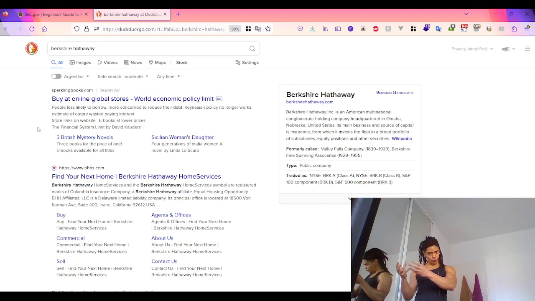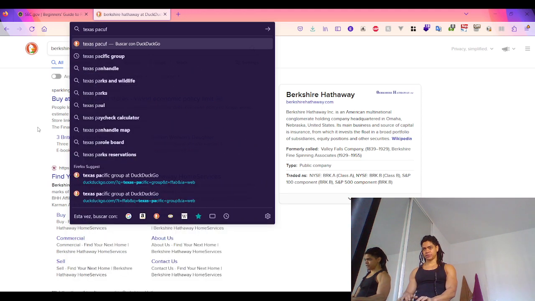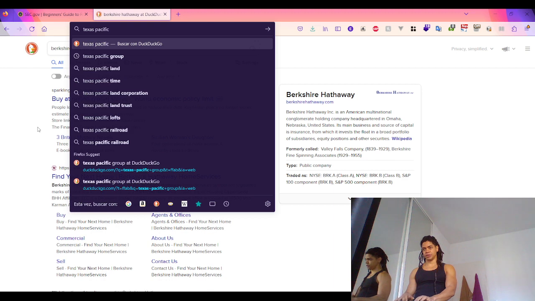SoftBank is a Japanese conglomerate that invests primarily in the technology sector, in companies such as WeWork, Uber, Airbnb. Alphabet, Google's parent company, invests primarily in technology companies through its venture capital arm called Google Ventures. As well as the Texas Pacific Group, which is a private equity firm.